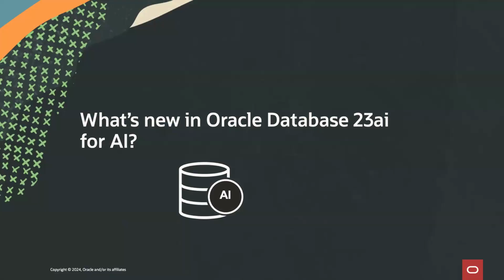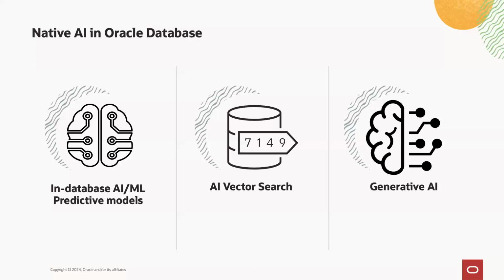Okay, so let's talk about our next set of features in terms of what's new in Oracle Database 23 AI for AI. So we have a lot of built-in capabilities for AI before 23 AI itself, right? So what we are categorizing with 23 AI is three things. The first one is in-database ML and ML predictive models. And the second one is called AI vector search. And the third is use cases for generative AI.